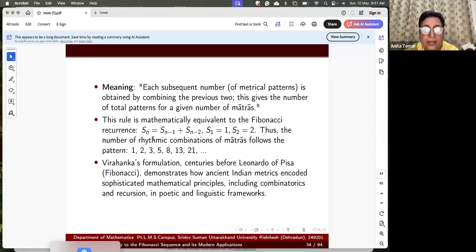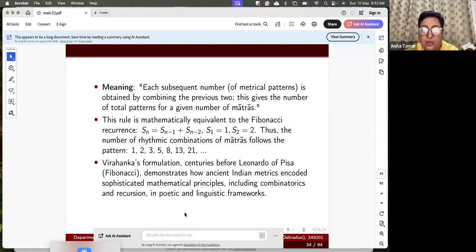So mathematically, this is equivalent to the Fibonacci recurrence relation, and thus the number of rhythmic combinations of matras follow the pattern of the Fibonacci sequence. So Virhanka's formulation, centuries before Leonardo Pisano, demonstrates how ancient Indian metrics encoded sophisticated mathematical principles, including combinatorics and recursion in poetic and linguistic frameworks.